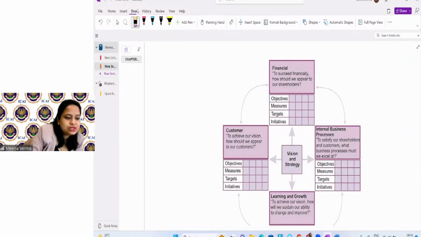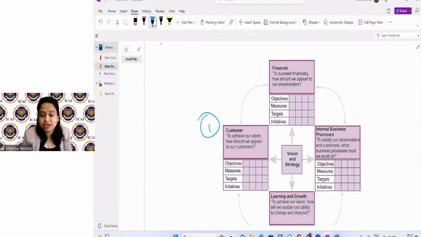All right. So first we have considered the customer. This is the final thing, right? We want to check whether the customer is happy with the organization or not, right? So let's talk about the customer. To achieve our vision, how should we appear to our customer? How the organization appears to the customer. Are they happy with the organization or not? So accordingly, for the customer, we will decide the objectives, measures, target, initiatives, right? We will decide all these things.